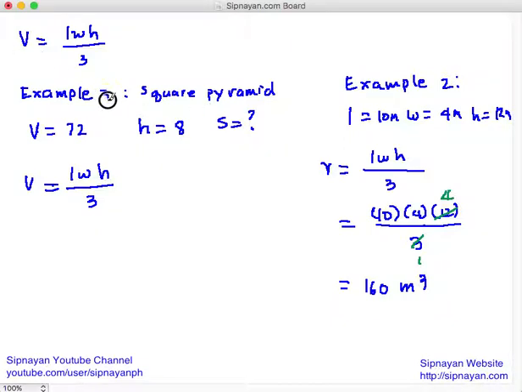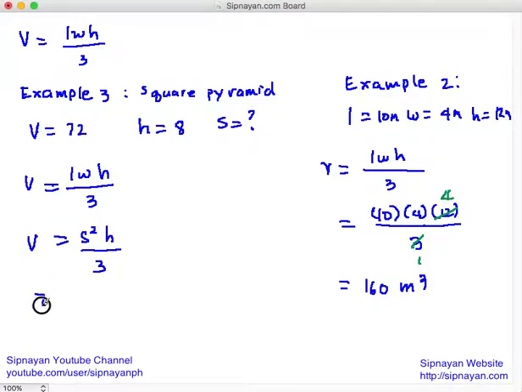Example 3. So, ang square pyramid, pareho yung length niya tsaka width. So, pwede nating sabing S. S times S, itong dalawang yan, di ba? So, S squared siya times height over 3 is equal to the volume.